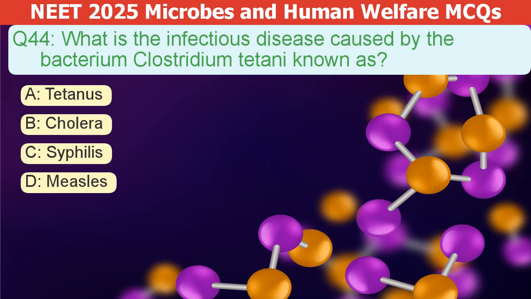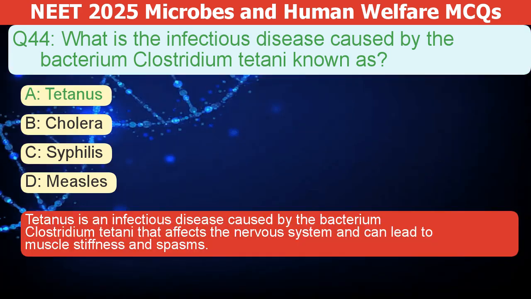What is the infectious disease caused by the bacterium Clostridium tetani known as? A. Tetanus. B. Cholera. C. Syphilis. D. Measles. The correct answer is A. Tetanus is an infectious disease caused by the bacterium Clostridium tetani. It affects the nervous system and can lead to muscle stiffness and spasms.